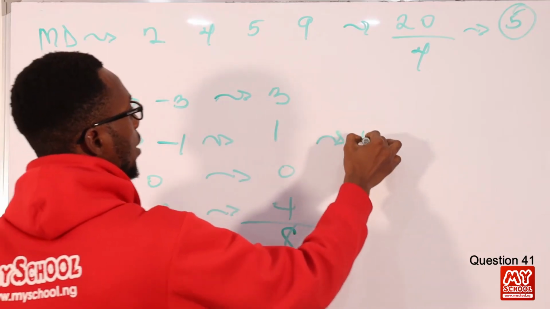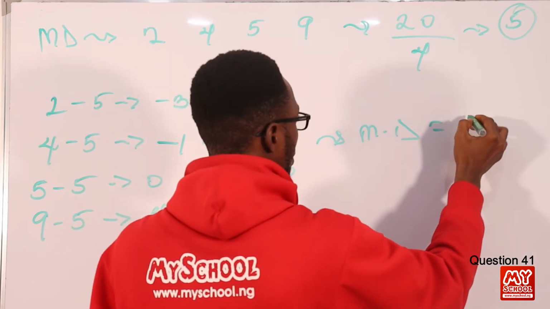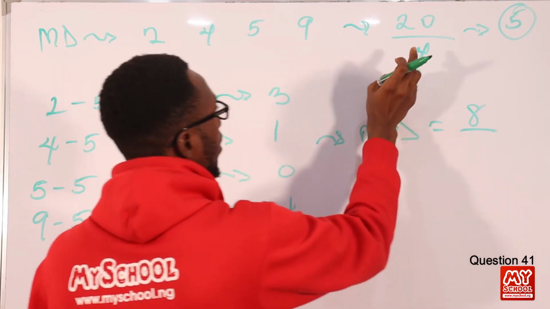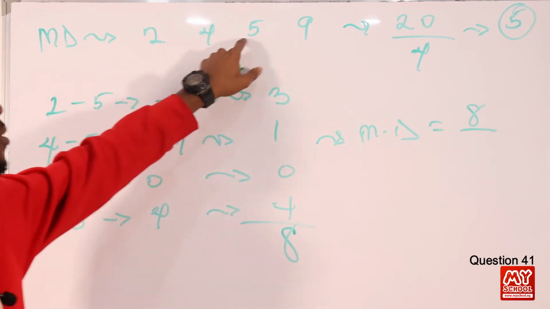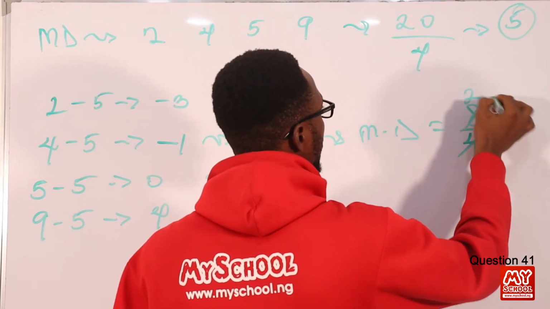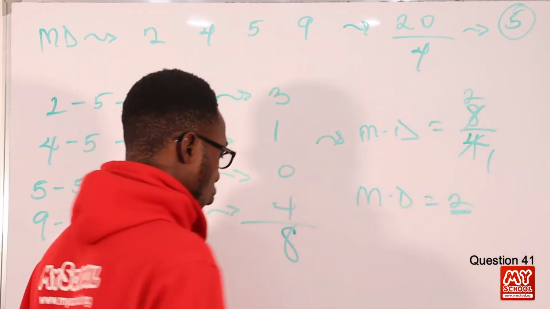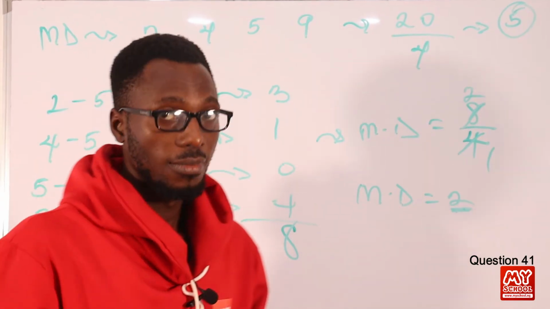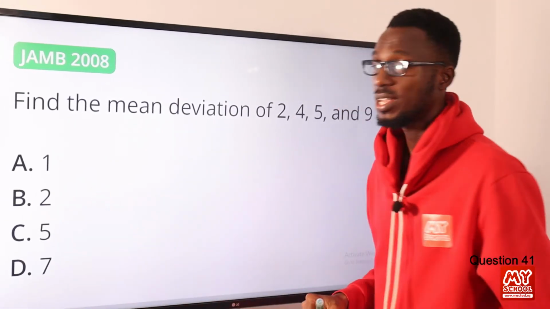Okay, so remember your mean deviation. It's actually the sum of this, which is 8, over your number. How many are they? 1, 2, 3, 4. Okay, so we have 4 once, 4 twice. So the mean deviation is actually 2. So let's go back to the screen together. All right, 2. Yeah, it's packaged right here. So option B should be your choice.